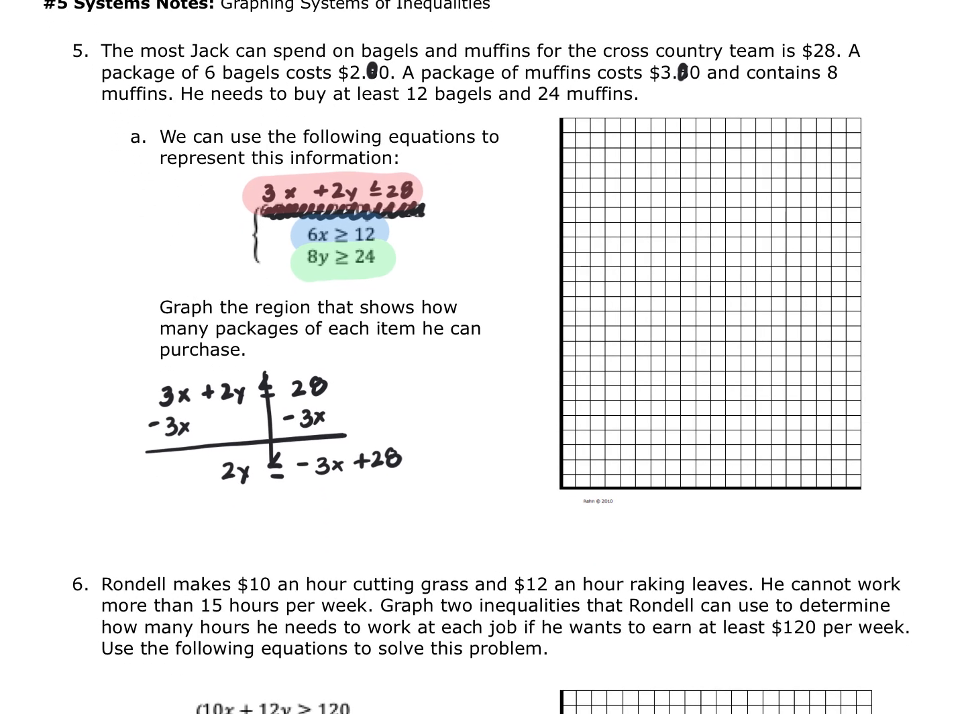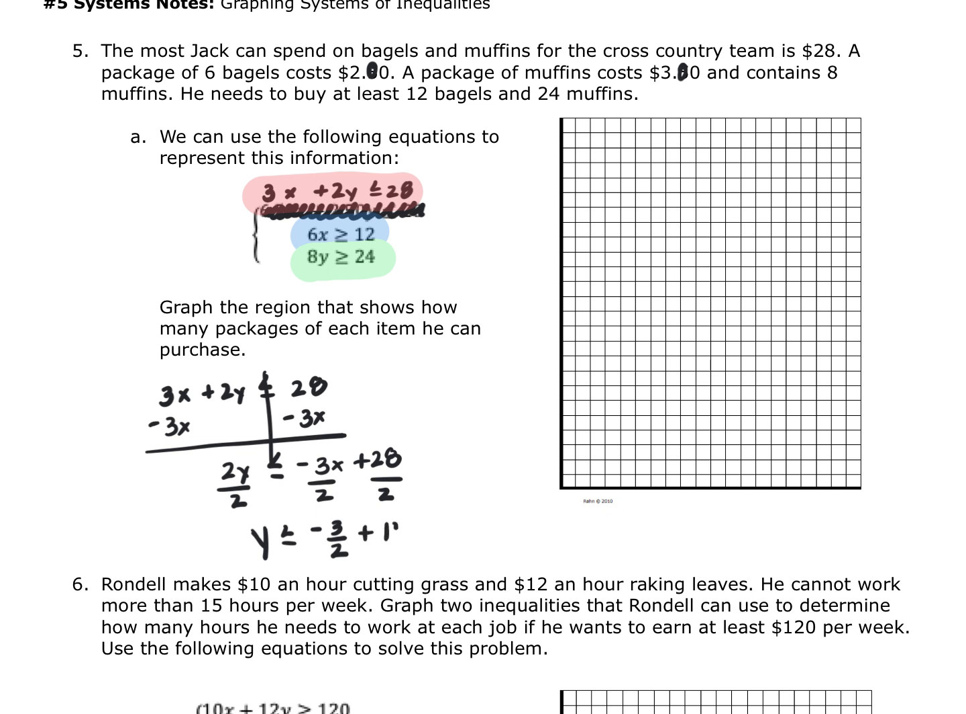And now when we look at that, we still have a number by our y. Those are being multiplied, so I'm going to divide that by 2, divide this by 2, and divide this by 2. That leaves me with y is less than or equal to negative 3 over 2. I'm not going to divide those out because that's going to give me a decimal number, and those are hard to use.